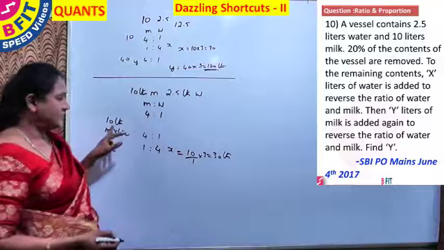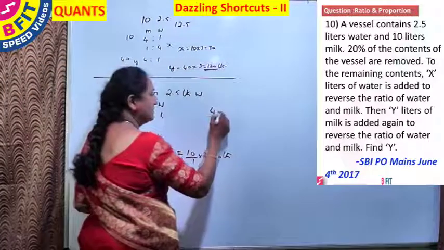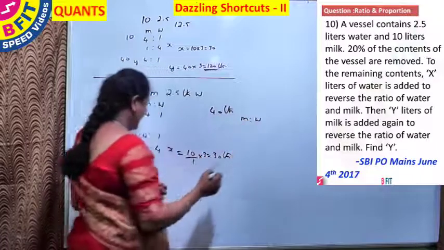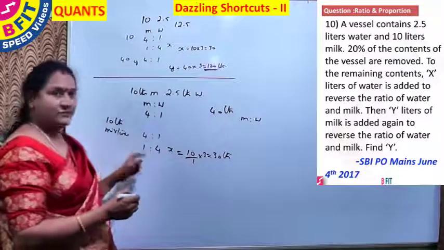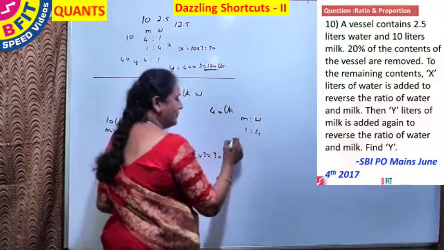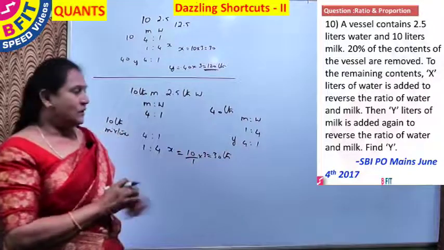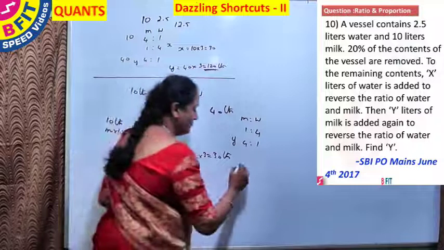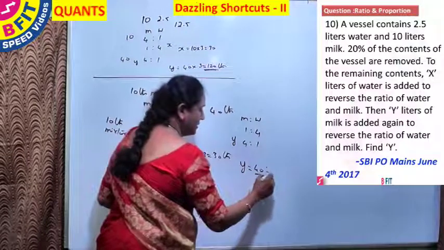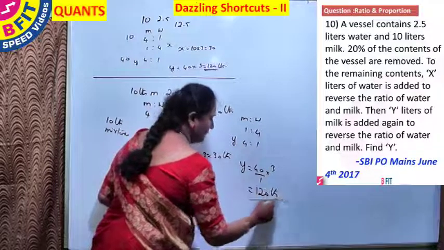Now with this 10 liters, we add this 30 liters, the quantity becomes 40 liters. So in this 40 liters, milk and water, from 4:1 we have reversed it to 1:4. Now y liters of milk is added to reverse the ratio again. Now what will be the value of y? So in this 40, divided by the smaller one into 3, which is 120 liters.